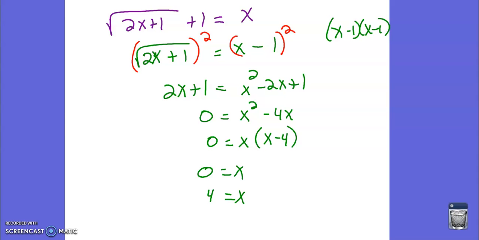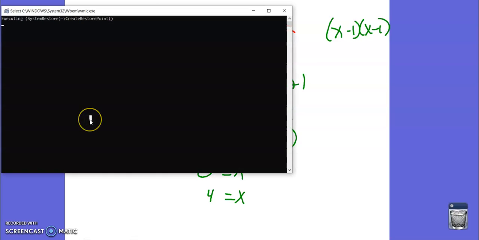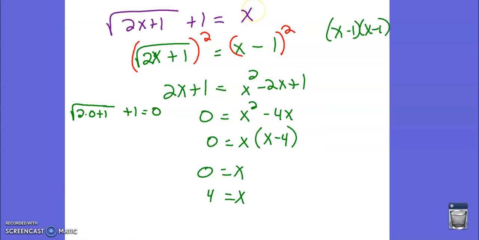So if I plug 0 back in at the very beginning, so 2 times 0 plus 1. Notice I substituted in 0 there and there, right where those x's are. And so here I'm going to get the square root of 1. And the square root of 1 plus 1 is still 2. 2 equals 0. No, it doesn't. So we know 0 does not work.